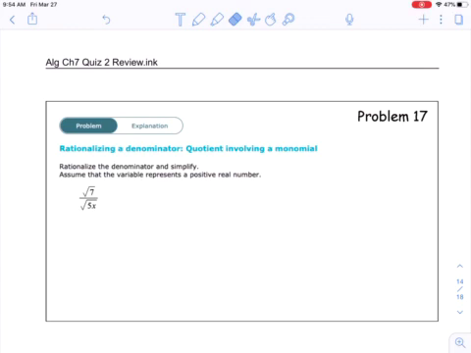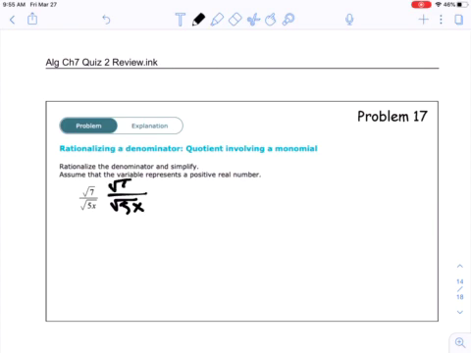Moving forward here, problem 17, we have the square root of 7 over the square root of 5x. The big thing is they do not want square root signs in the denominator. The only way to get rid of it when it's a problem like this is to simply multiply the top and the bottom by what is in the denominator.